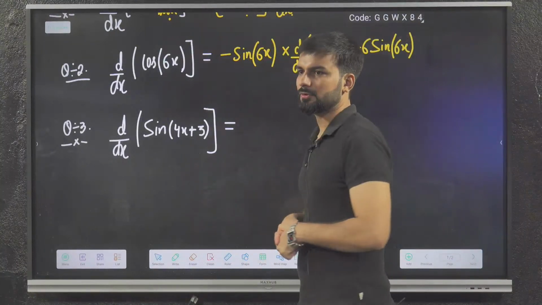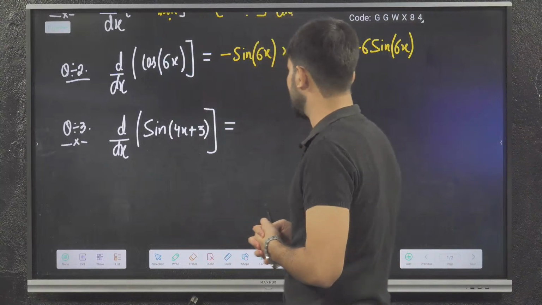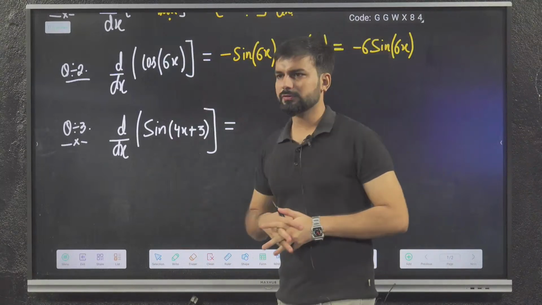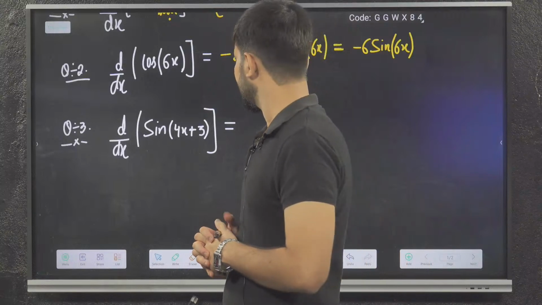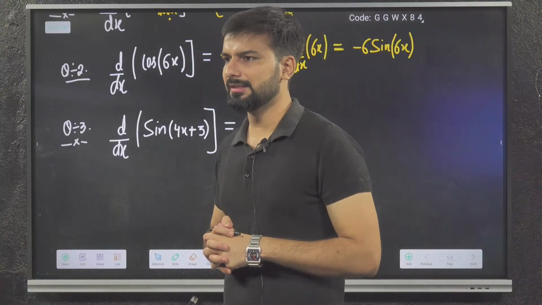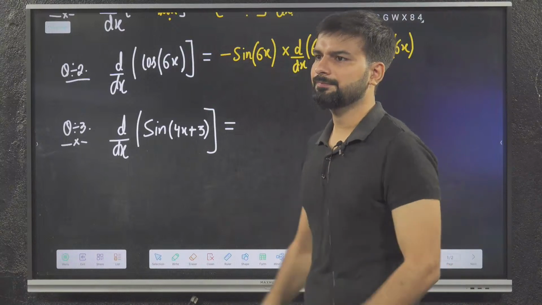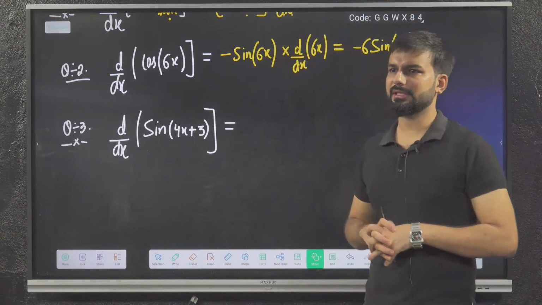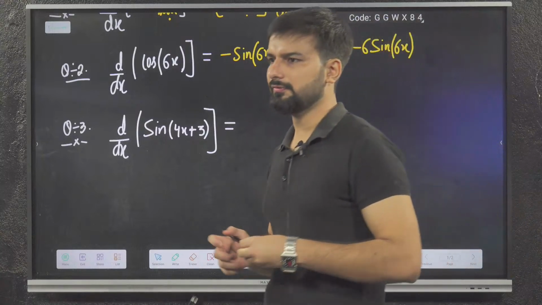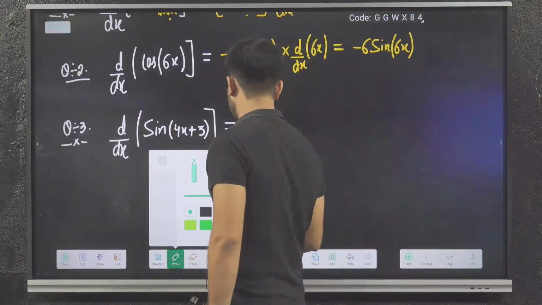Very good. 5 cos? How, beta? 4 cos 4x plus 3. So many members are getting the correct answer. Very good. So what is going to happen here?